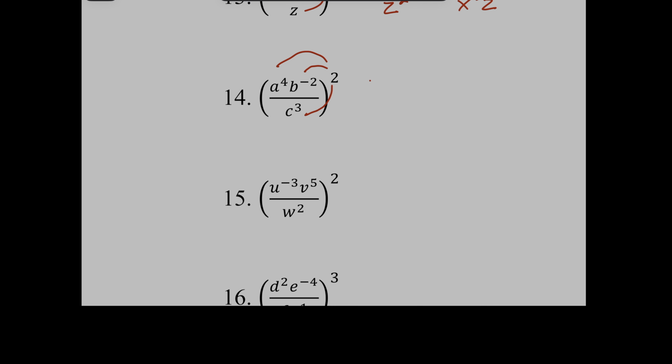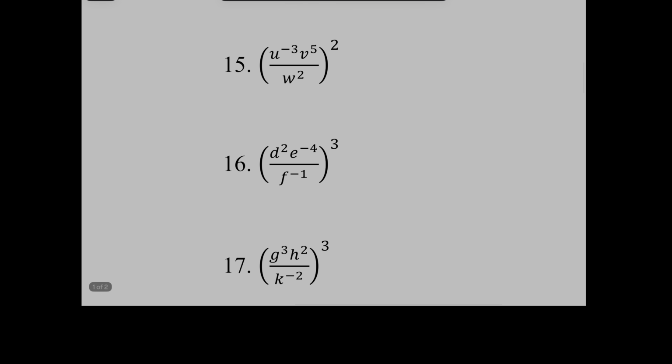Number 14, I need to square the first, I need to square the second, I need to square the bottom. And here I'm going to get a to the 8th, b to the negative 4, all over c to the 6. I had to multiply all three of them. Okay, and that's going to equal, I'm going to have a to the 8 on top. I'm going to have my b to the 4th on bottom, because I had to move them down to make the exponent positive.